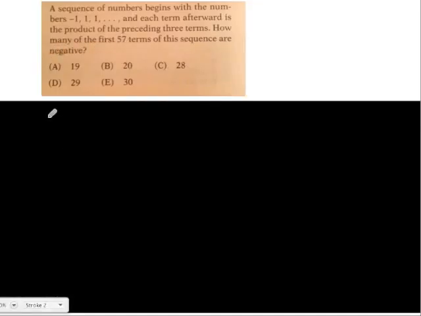So let's go ahead and see how the sequence turns out. The best way to do this kind of problem is to actually write it out until we can see a pattern. So this is the product of the preceding terms, which is negative 1 times 1 times 1 is negative 1. So the next one is going to be negative 1. And it says 3 terms. So the 3 terms will begin here. 1 times 1 times negative 1 is negative 1.